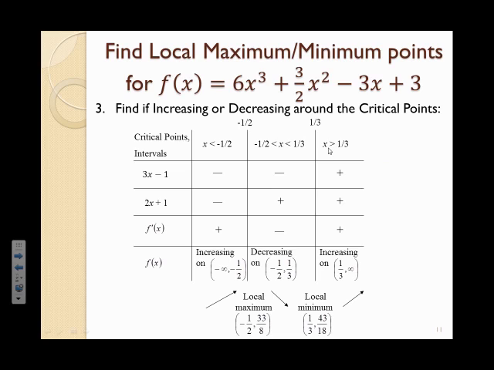Pick an easy value to put in and say x is equal to 1. When x is equal to 1, we get 3 minus 1, which is 2. It's positive. 2 times 1 is 2, plus 1 is 3. It's positive. So we get plus times a plus equals a plus. So after x is equal to 1/3, it's going to be increasing since the first derivative is positive. So it's coming down to the value when x is 1/3, and then it's going up. So it must be a local minimum.